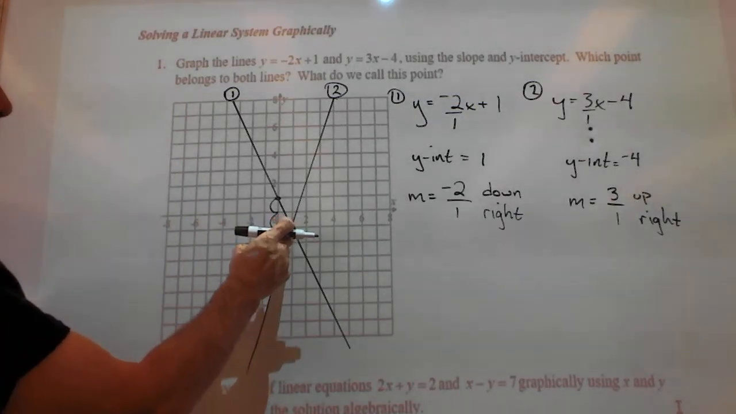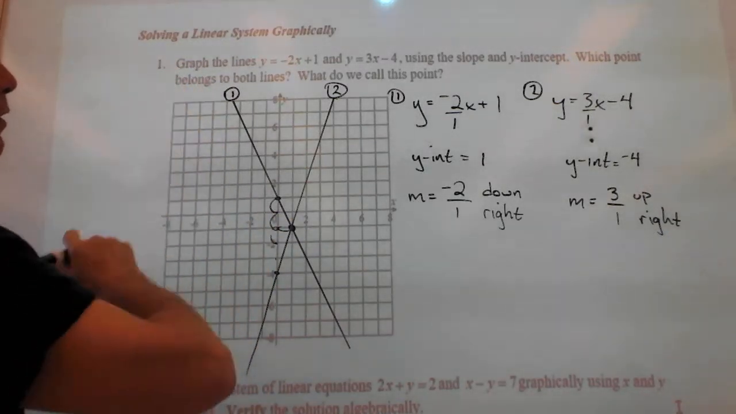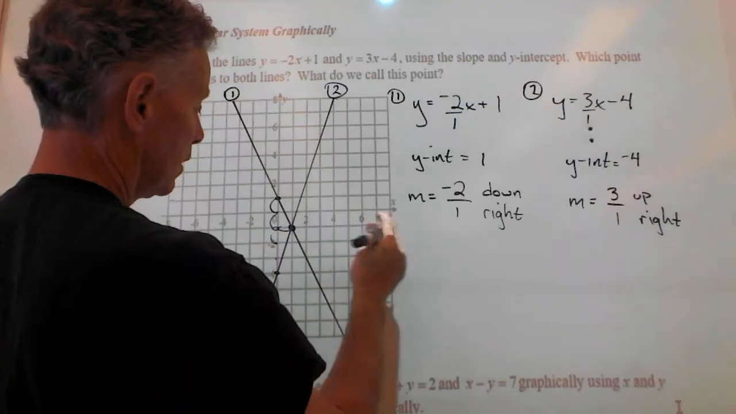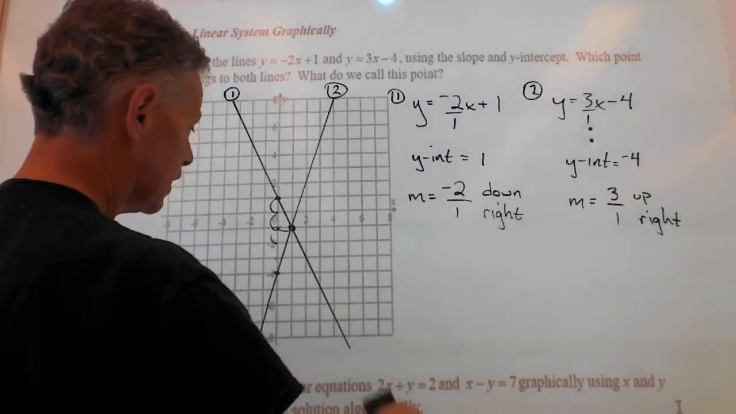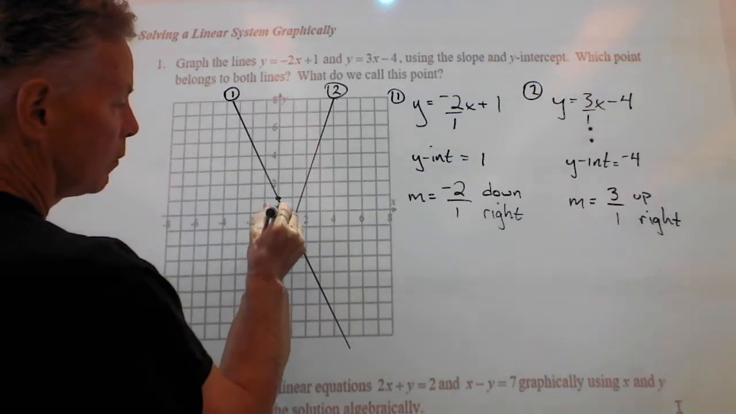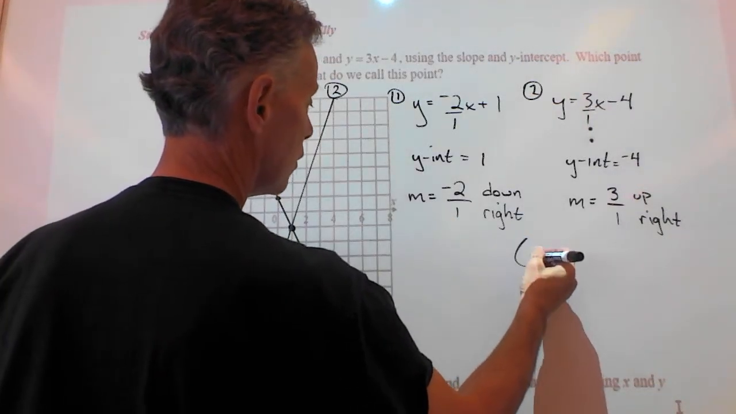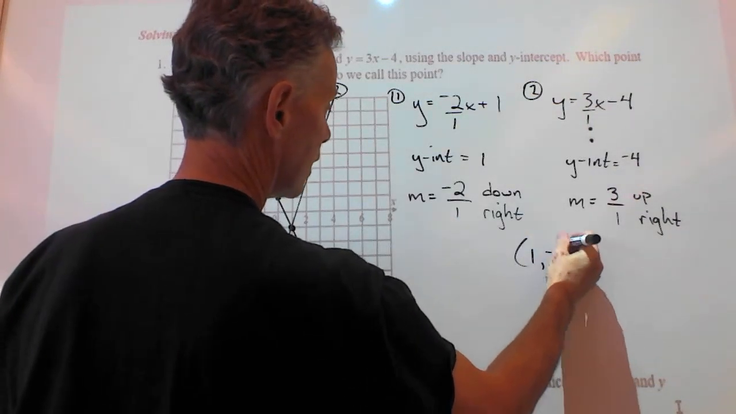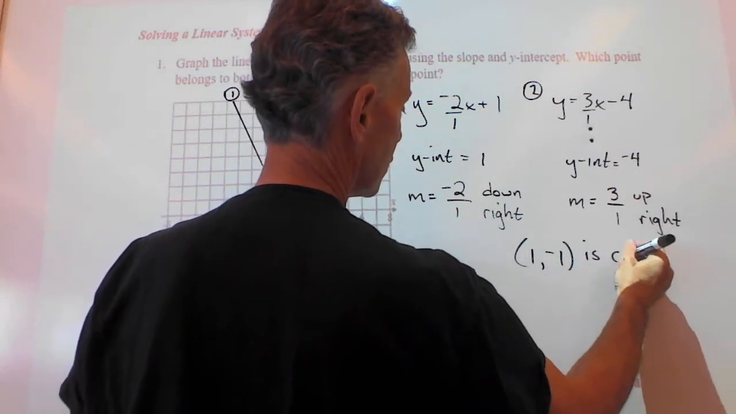Now, which point belongs to both lines? That's the point of intersection. Okay? So, which point belongs to both lines? This point right here, which is, just let me clean this up a little bit, at 1 across and 1 down. So 1 and -1 is common.